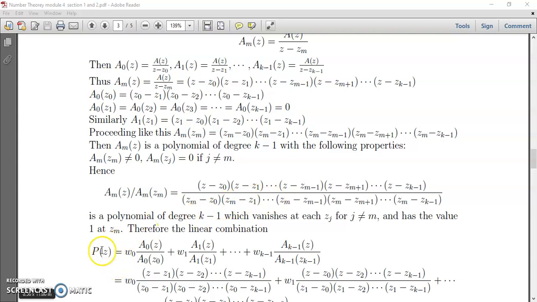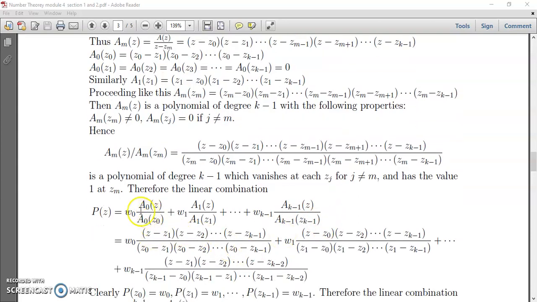Now what is p of z? p of z can be written as a linear combination. We will take some suitable scalars w0, w1, etc. Then p of z is nothing but w0 a0 of z by a0 of z0, plus w1 a1 of z by a1 of z1, plus etc., w_{k-1} a_{k-1} of z by a_{k-1} of z_{k-1}.